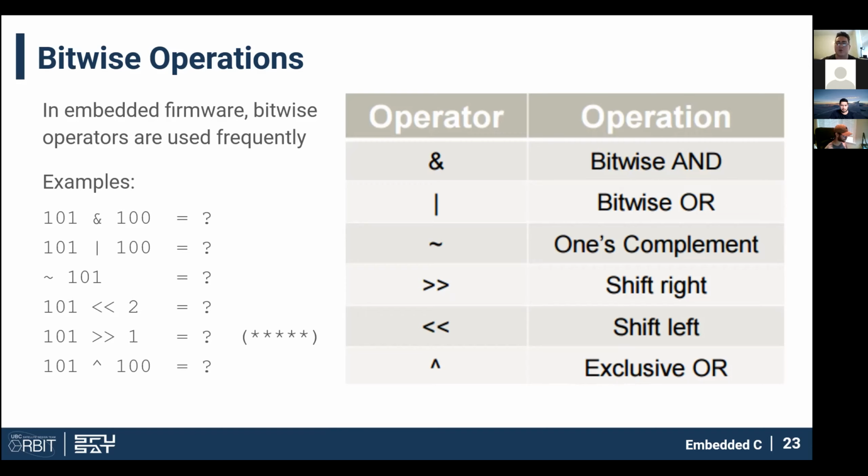And an exclusive or, right, is 1 or the other, but not both. So 1 and 0 or 0 and 1 would both give you an output of 1.